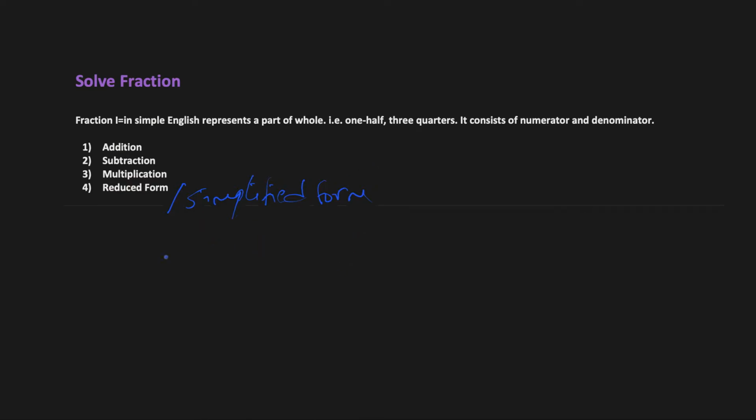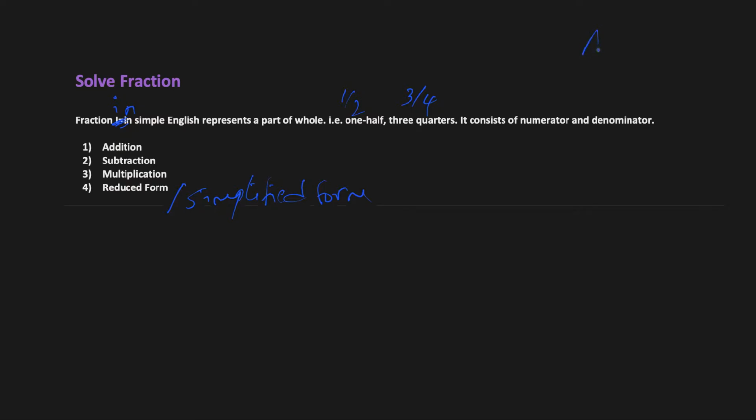So before we jump into going through examples for each of these four types, let's go through the definition and what exactly a fraction means. A fraction in simple English just represents a part of a whole number. For example, 1/2 is a fraction. 3/4 is a fraction. And in a fraction, we have a numerator and a denominator.